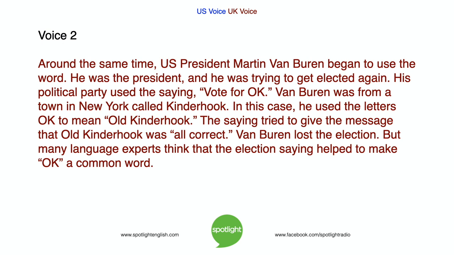Van Buren was from a town in New York called Kinderhook. In this case, he used the letters OK to mean Old Kinderhook. The saying tried to give the message that Old Kinderhook was all correct. Van Buren lost the election. But many language experts think that the election saying helped to make okay a common word.